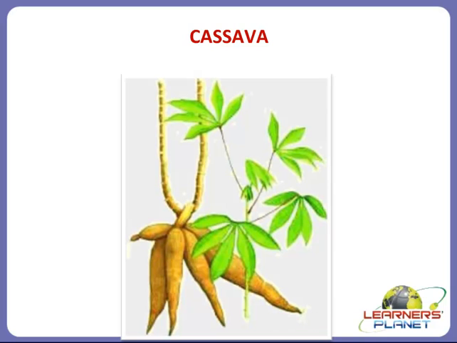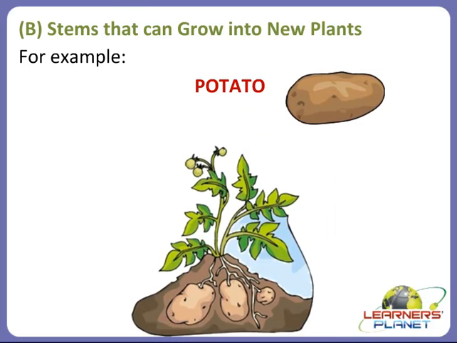Alright children. So children, as we discussed, other parts of the plants also grow into new plants, right? Like stems and leaves. So now let's see the other part of the plant that can grow into a new plant. So the second part of the plant that can grow into a new plant is the stem. Stems that can grow into new plants.